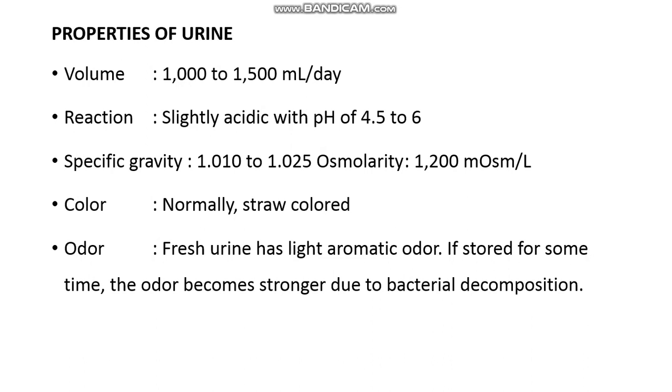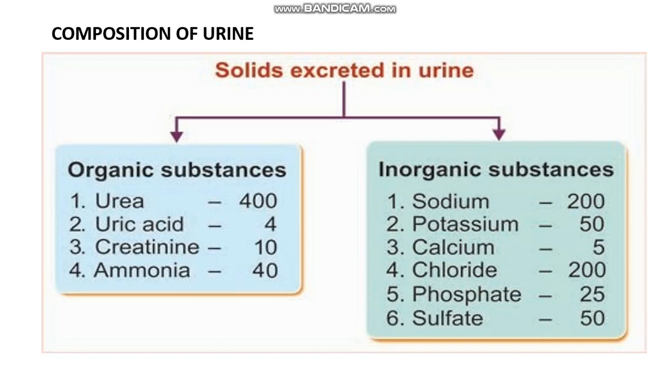Then color of the urine is normally straw color, that means a pale yellow color. Then odor, fresh urine has light aromatic odor. If stored for some time, the odor becomes stronger due to the bacterial decomposition. So that's all regarding the properties of urine. Next we can see the composition of the urine.